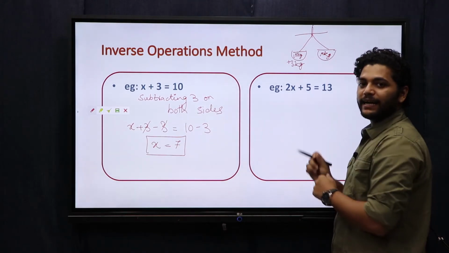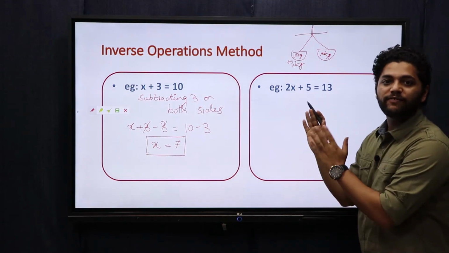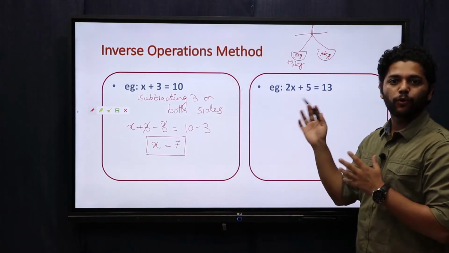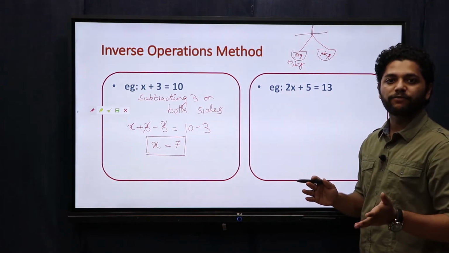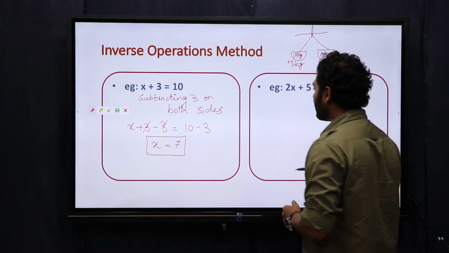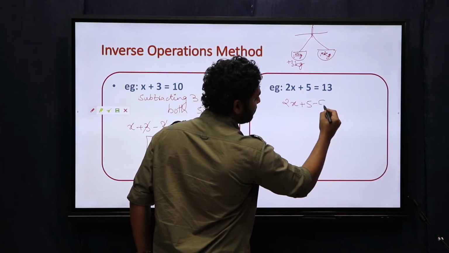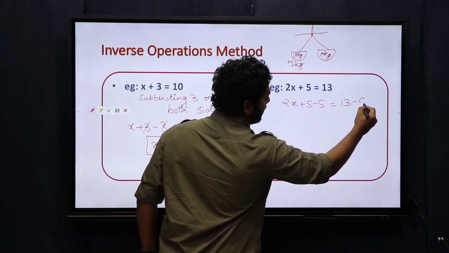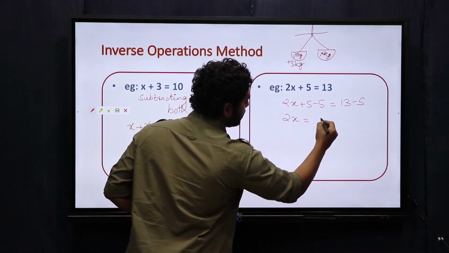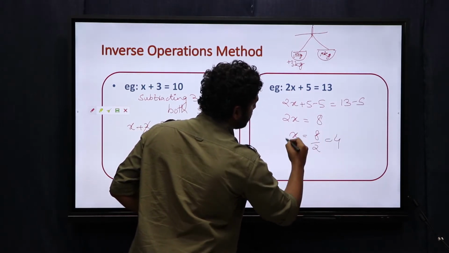Let's understand the second equation here. Now, okay, so I want the variables on one side and the constants on the other side. I have this plus on this side. What do I do to avoid this plus or remove this plus? I subtract 5, right? So I subtract 5 on both the sides to avoid this. So I can write this equation as 2x plus 5 minus 5 equal to 13 minus 5, right? So this will be 2x equal to 8. So x would be equal to 8 by 2 equal to 4.